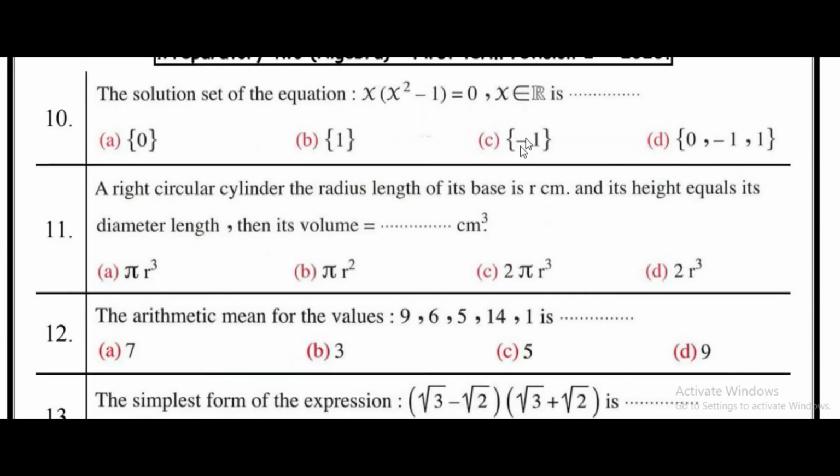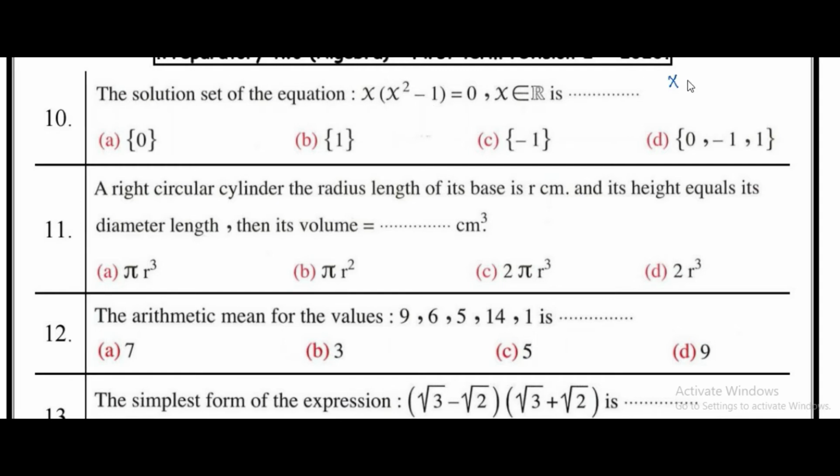The solution set. When I have things multiplied by each other equal 0, either the first one equals zero, x equals 0, this is the solution, or x square minus 1 equals 0, so x square equals 1. Take the square root, the root gives me two solutions, the square root positive and negative. So the solution is 0 and positive or negative 1. The answer is D.